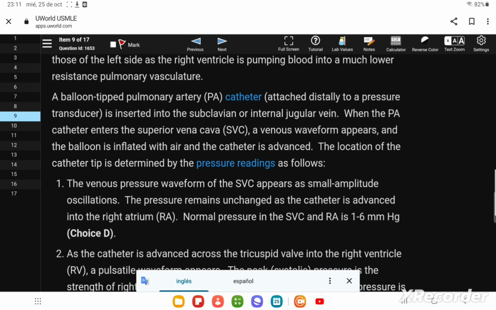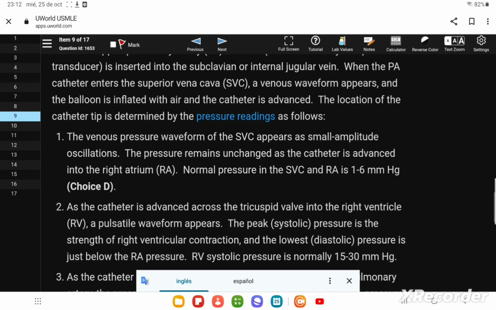Number 1: the venous pressure waveform of the SVC appears as small amplitude oscillation. The pressure remains unchanged as the catheter is advanced into the right atrium. Normal pressure in the SVC and right atrium is 1 to 2 millimeters.